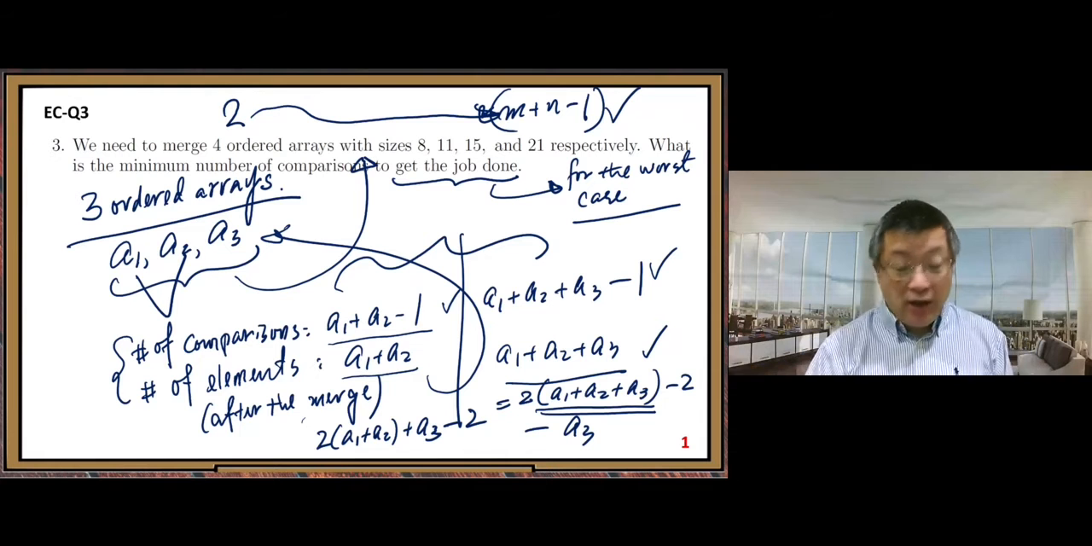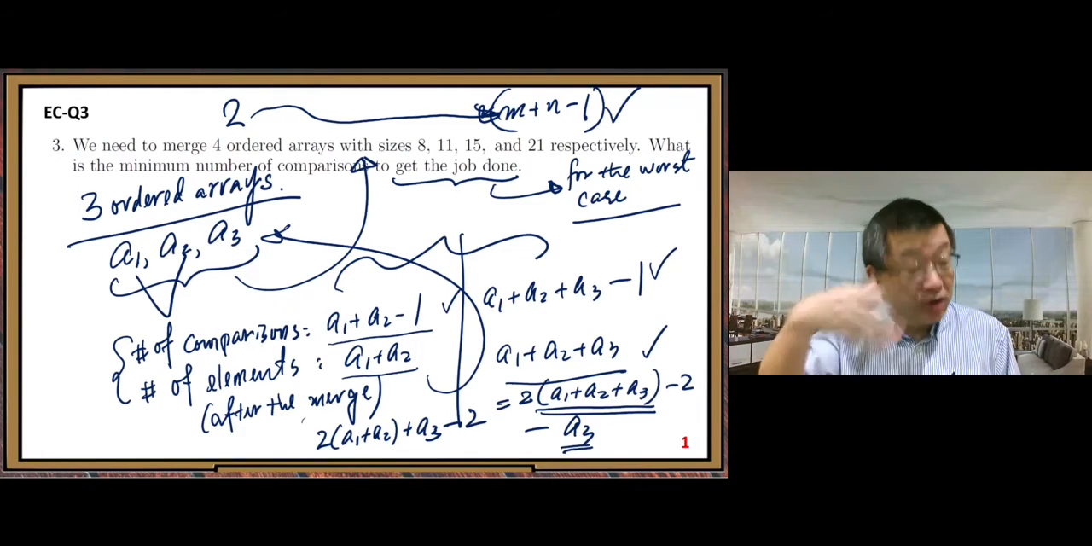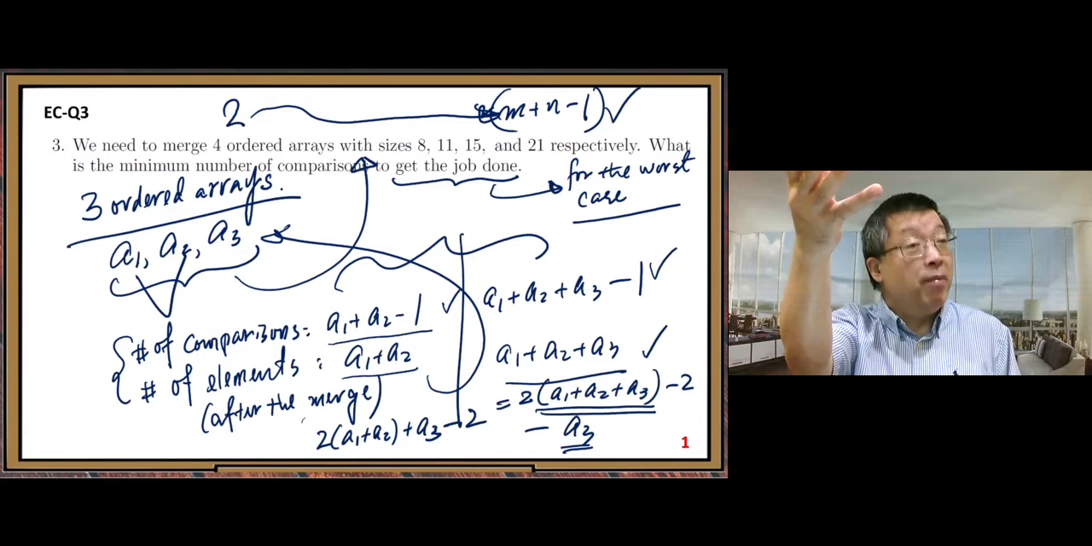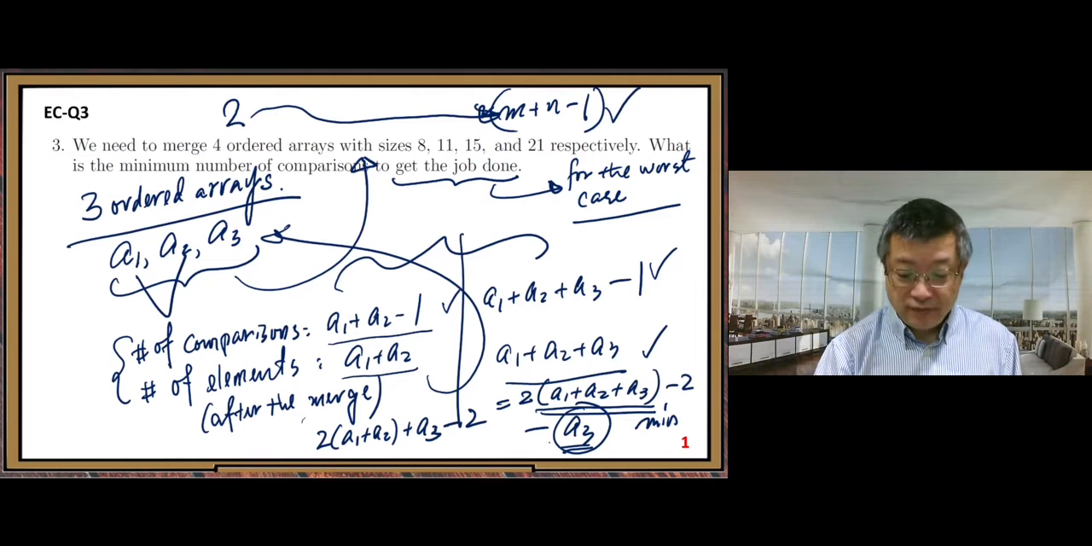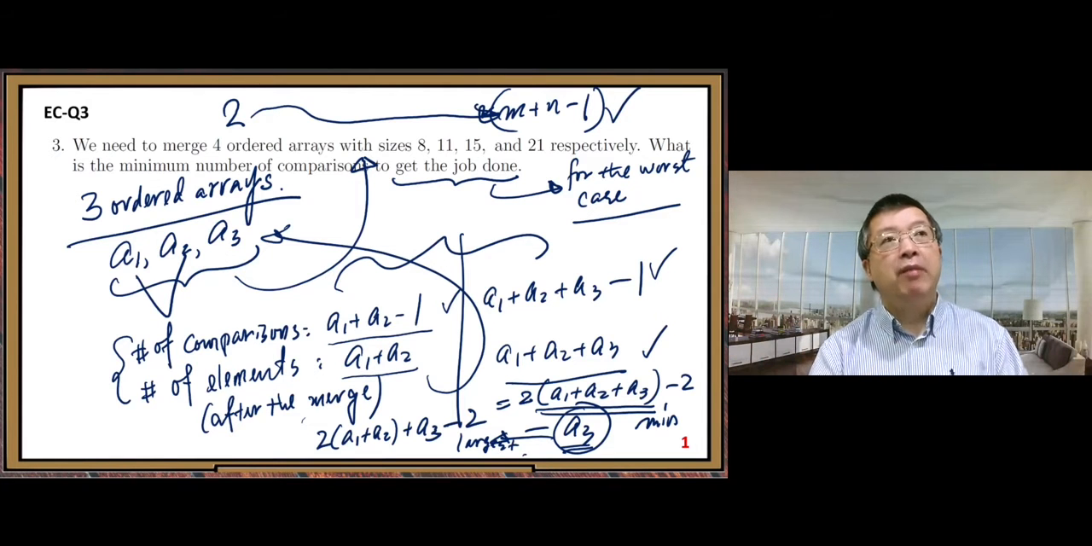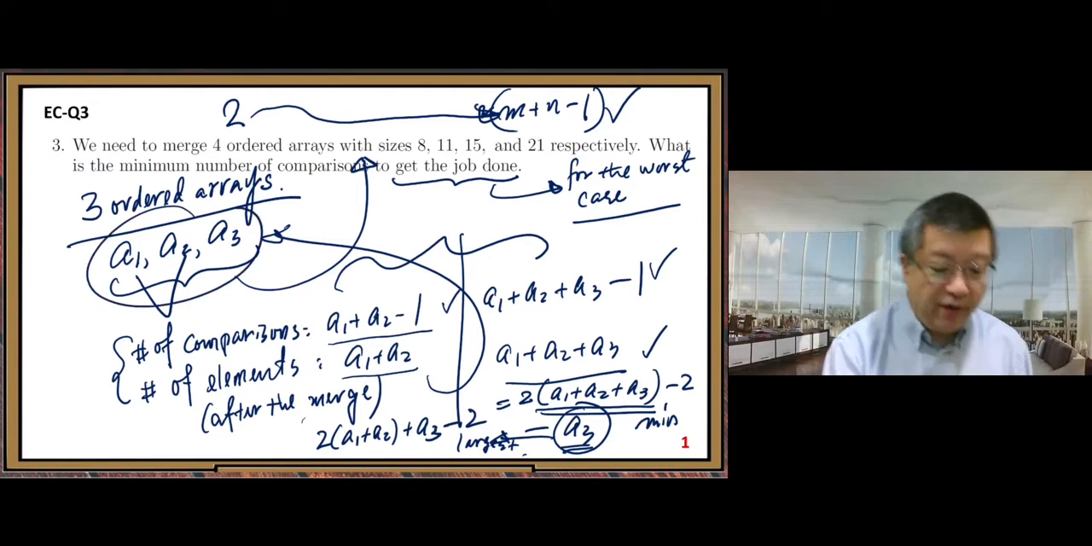Never changes. But when you choose this A3, you can change the total number of comparisons, right? You have freedom to change A3. Now, how to make this expression minimum? You pick A3 largest. You choose the largest A3. Then you can get the minimum number of comparisons for 3 ordered arrays.